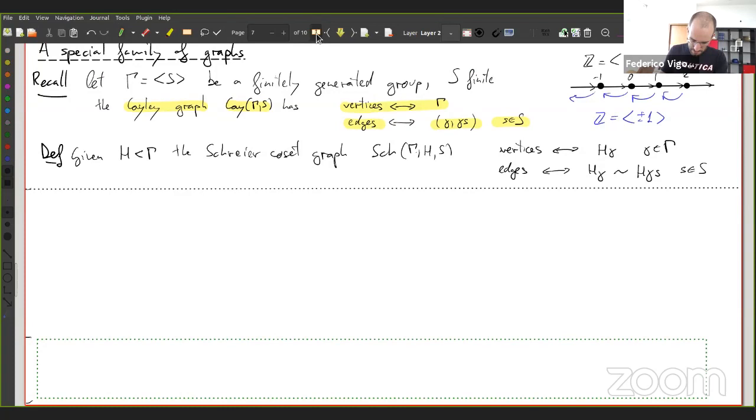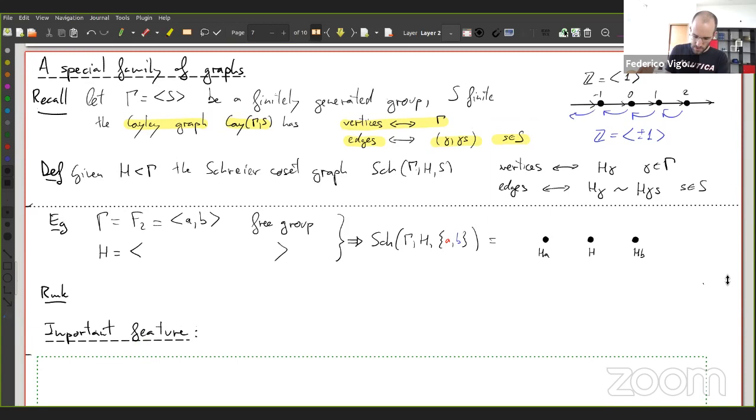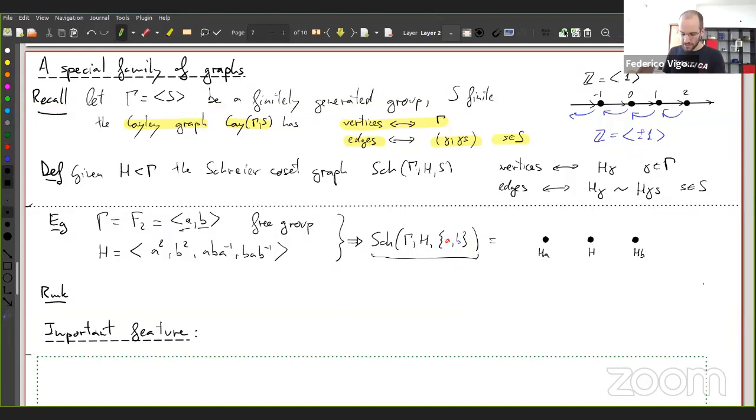We have an example. We pick a free group, F2, generated by A and B. As a finite-index subgroup, we pick one generated by A squared, B squared, and then a conjugate of A and a conjugate of B. We can look at the associated Schreier graph. This subgroup H has index 3, so we have 3 vertices in the Schreier graph, and we start filling in the edges.